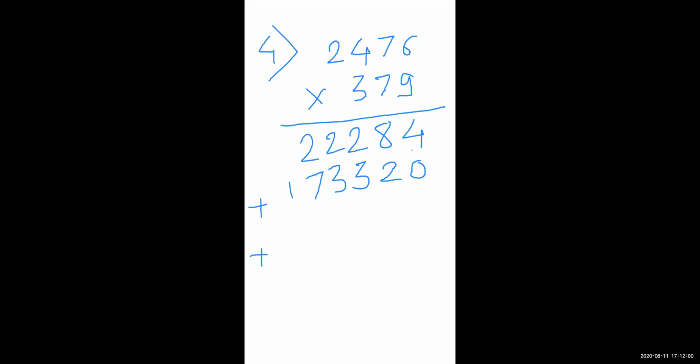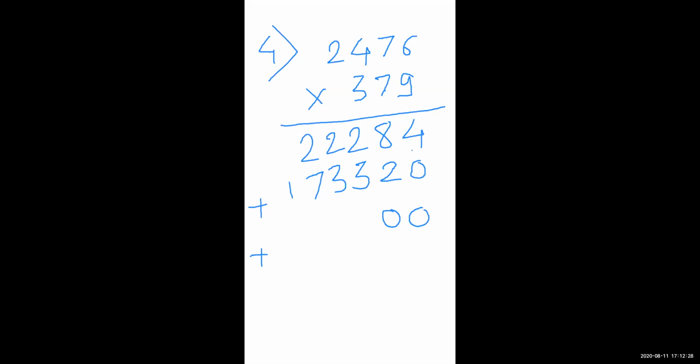That is multiplying by 300s. Okay, 2476 multiplying by 300s. You know that 100 has 2 zeros, and if you multiply any number by 0, the answer is 0. So write those 2 zeros here. Okay, let's begin to multiply by the remaining digits.